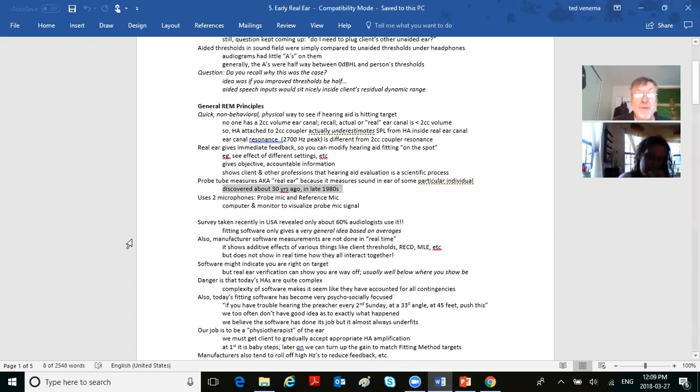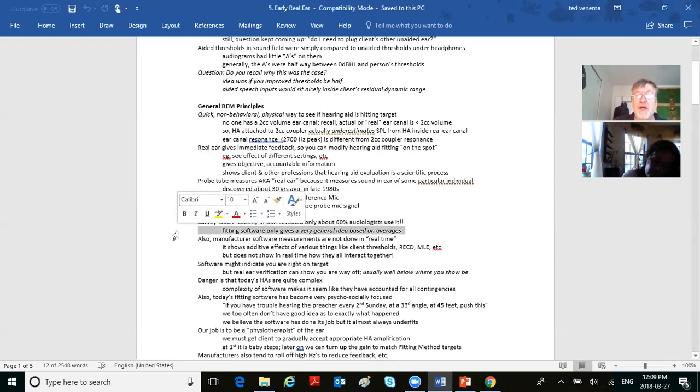All real ear measurement uses 2 microphones. Put a star by that: your reference mic and your probe mic. A survey taken recently in the US revealed only 60% of audiologists use it. That's slightly over half. Okay?